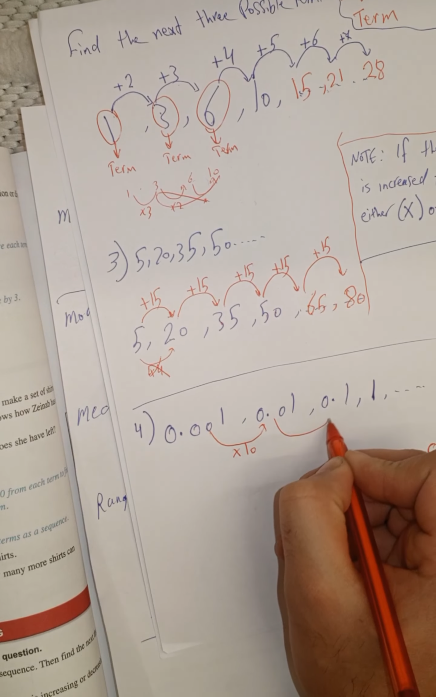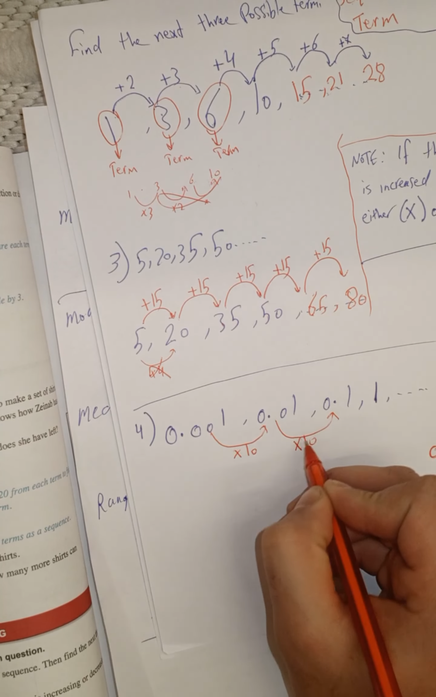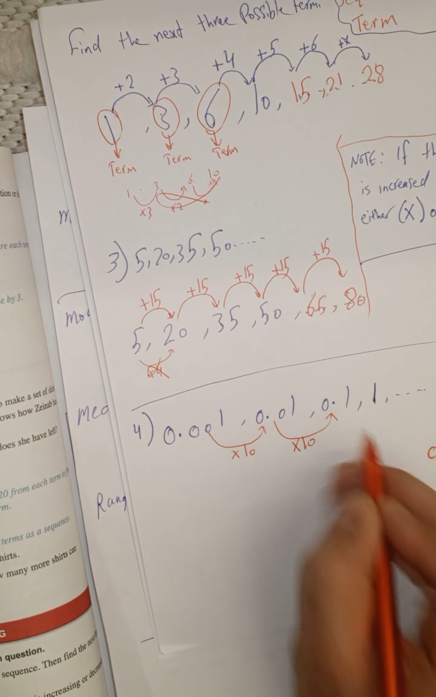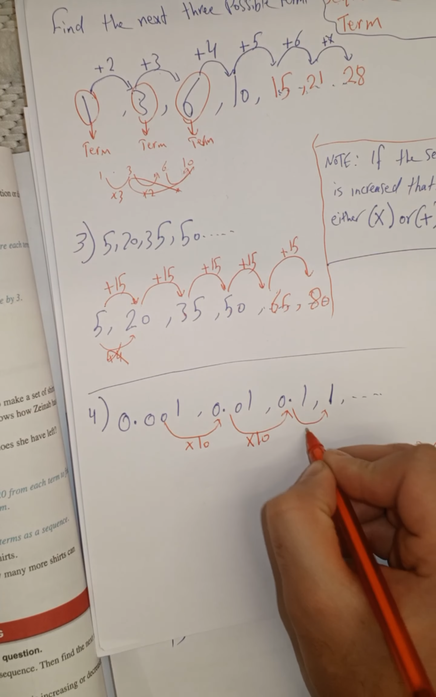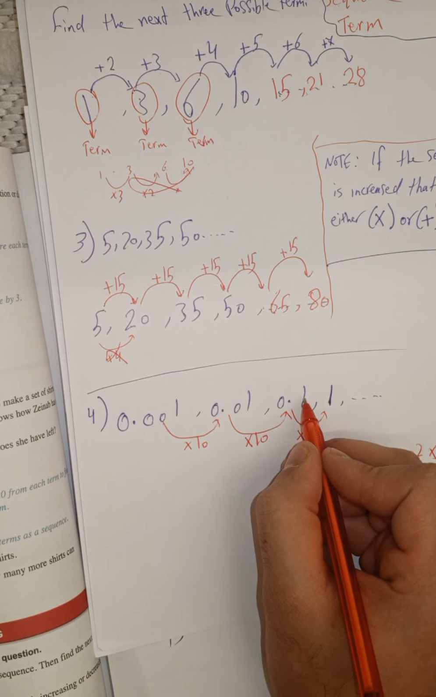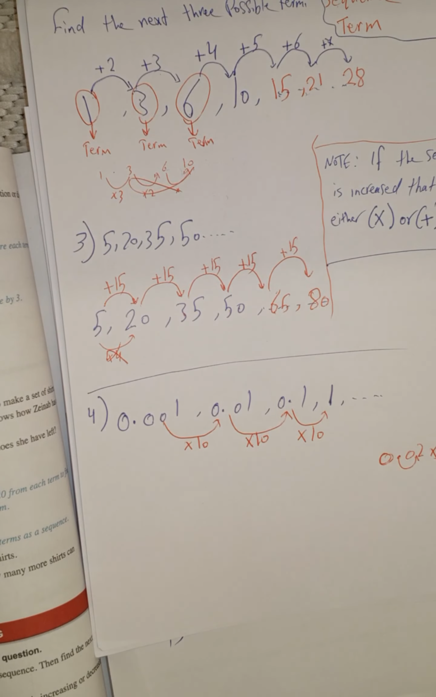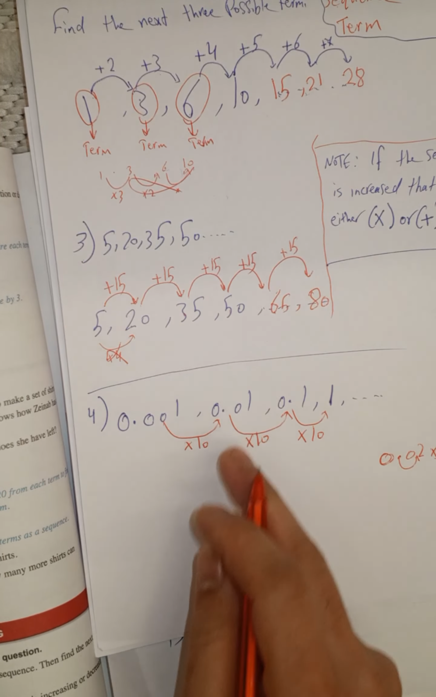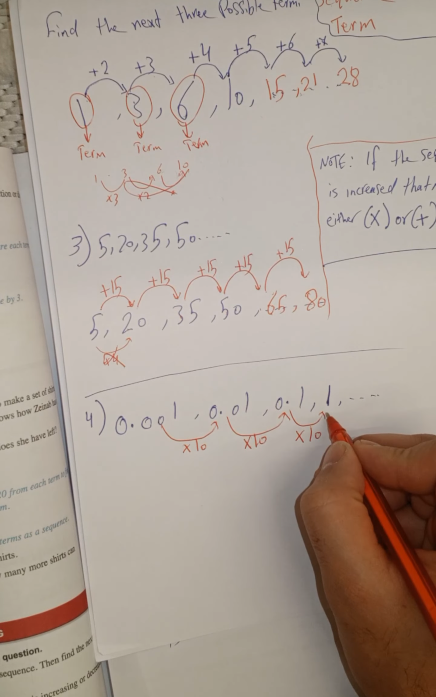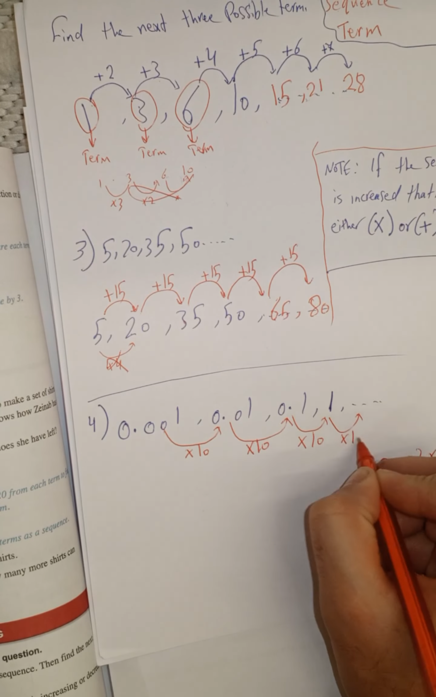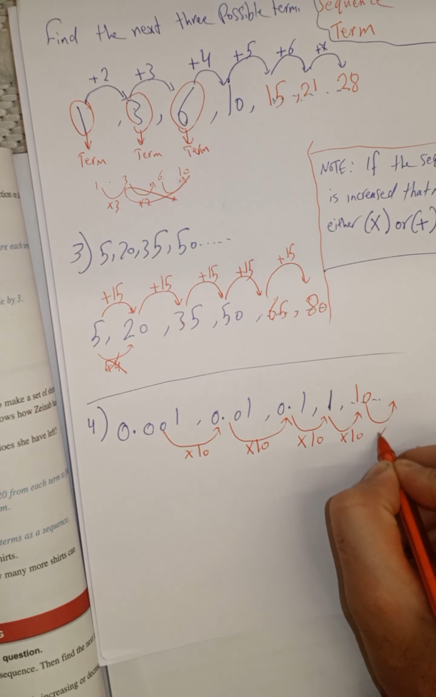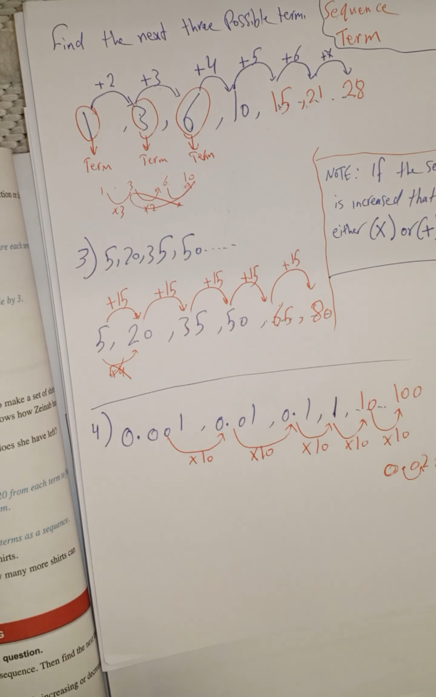Again, if you multiply this number by 10, the decimal point moves 1 place. It's going to be 0.1. If we multiply it by 10 again, the point moves to the end of the number. It's going to be 1. As we can see, the sequence is multiplied by what number? By 10. So to find the fifth number, 1 times 10 is 10, and the sixth number, multiplied by 10, is 100.